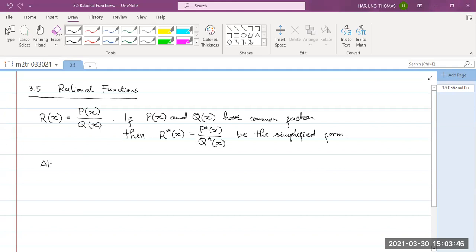Now, also, I will use this notation for P(x). P(x) will be a sub n x to the n plus a sub n minus 1 x to the n minus 1 all the way down to a sub 2 x squared plus a sub 1 x plus a sub 0. Basically, what I want to say is that n is the degree of P(x), and the coefficients, we use notations a subscript.